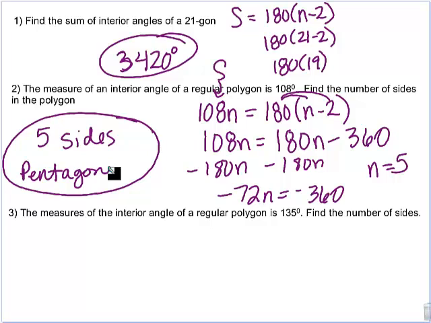Is that okay? You shouldn't have put these problems so close to each other. Sorry. Yes. If you had done it the other way, it would have been positive. You could have added the 360 and then subtracted the 108n. Yes.